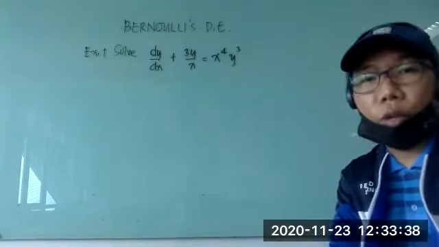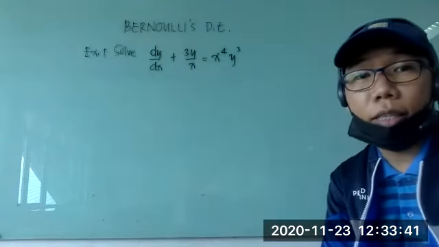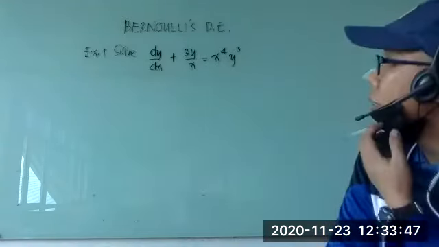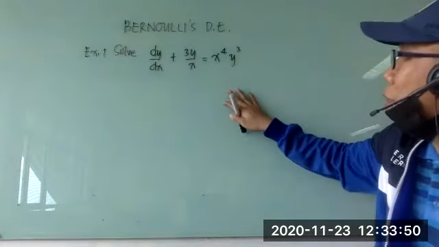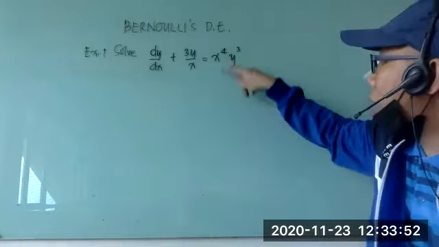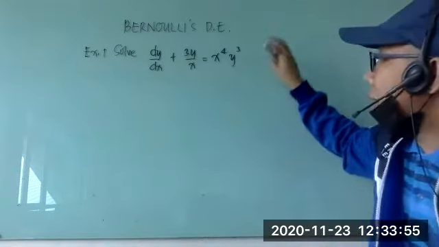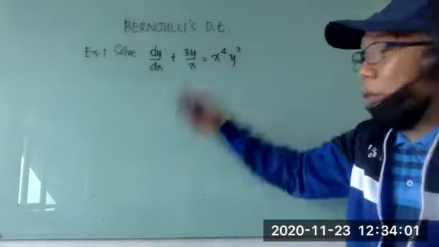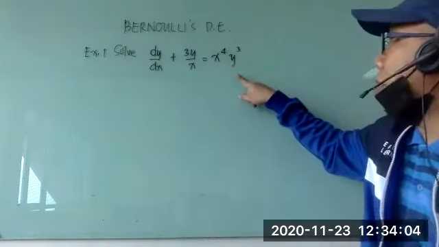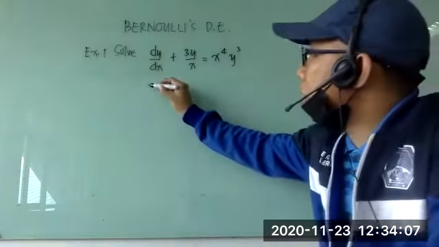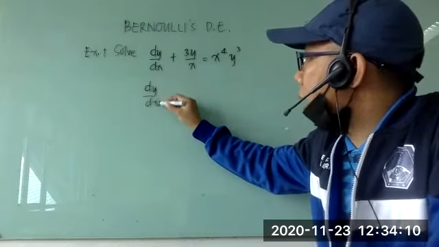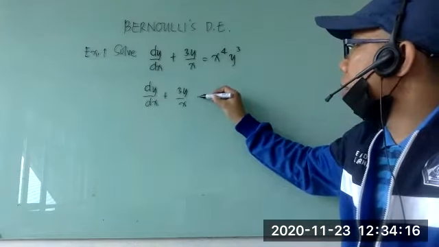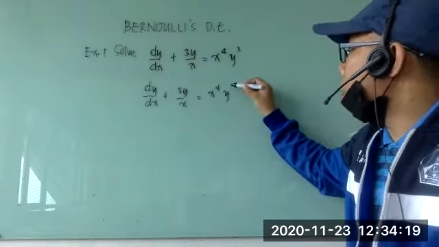Okay, first example, solve dy over dx plus 3y over x equals x raised to 4 times y raised to 3. So this is actually Bernoulli's differential equation because it has y raised to 3 at the right-hand side of the equation. So the first step for this to be solved is we are going to eliminate y raised to 3 at the right-hand side. So we copy first: dy over dx plus 3y over x equals x raised to 4 y cubed.